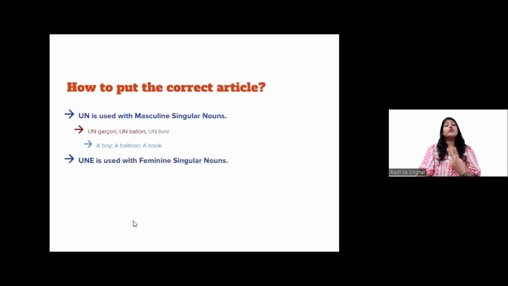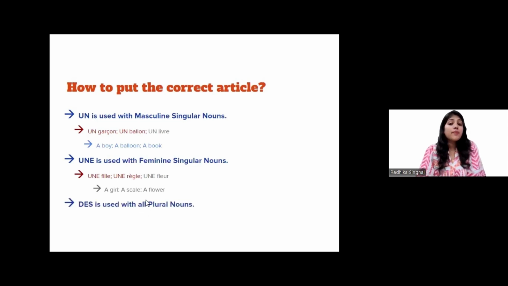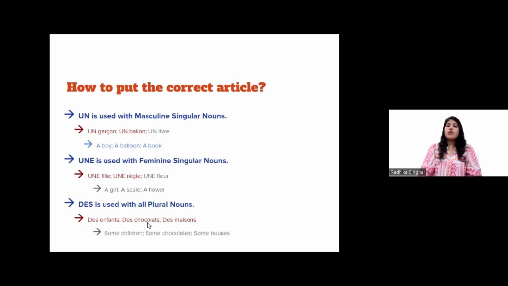Rule number 2, une is used with feminine singular nouns. For example, une fille, une règle, une fleur, a girl, a scale, a flower. And rule number 3, des is used with all plural nouns. So, des enfants, des chocolats, des maisons, some children, some chocolates, and some houses.